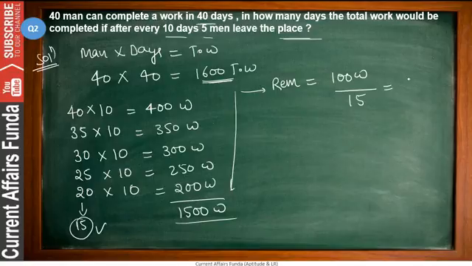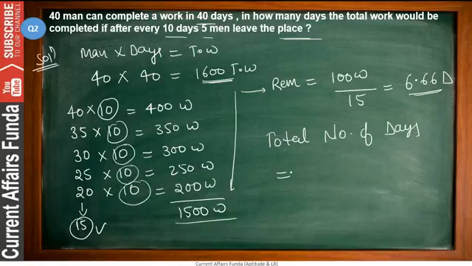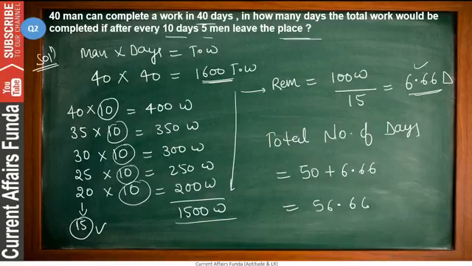It will be approximately 6.66. So they will take 6.66 days. Now kindly calculate the total number of days. The total will be 10 days here, 10 here, 10 here, 10 here and 10 here, so it will be 50 days plus the remaining part, that is 6.66. So in total it will be 56.66 days. Okay, so that will be your answer. I hope you understand this problem.